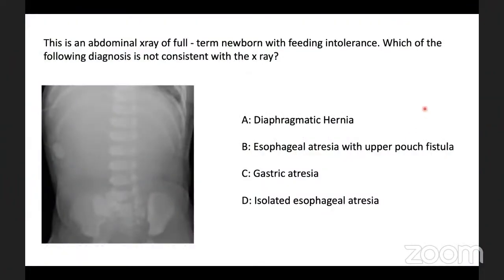So the first question is, this is an abdominal X-ray of a full-term newborn with feeding intolerance. Which of the following diagnoses is not consistent with the X-ray finding? A is diaphragmatic hernia, B, esophageal atresia with upper pouch fistula, C, gastric atresia, and final is isolated esophageal atresia.